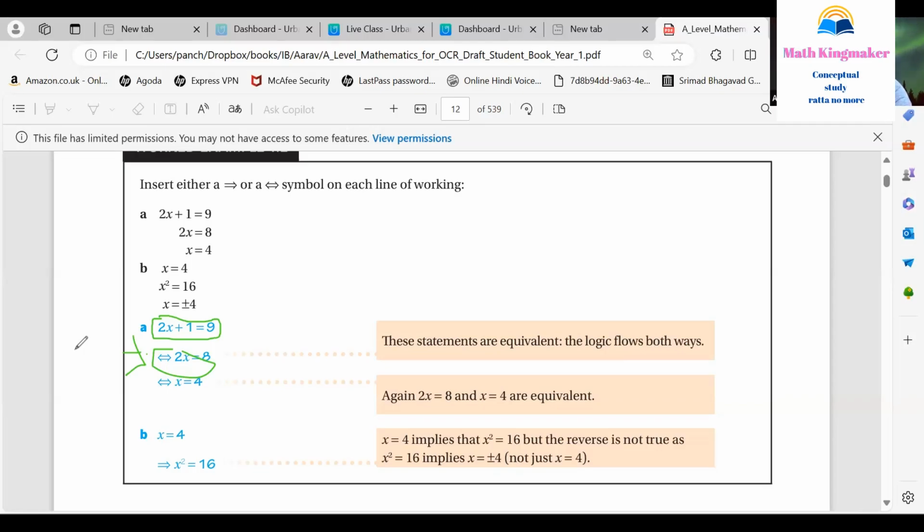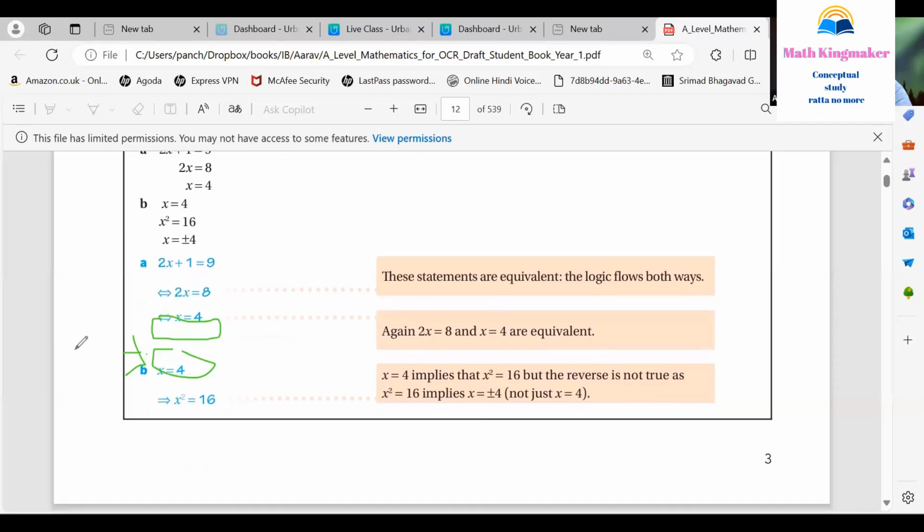If and only if. So 2x plus 1 will be equal to 9, if and only if 2x equals 8. These are equivalent statements. So x will be equal to 4.